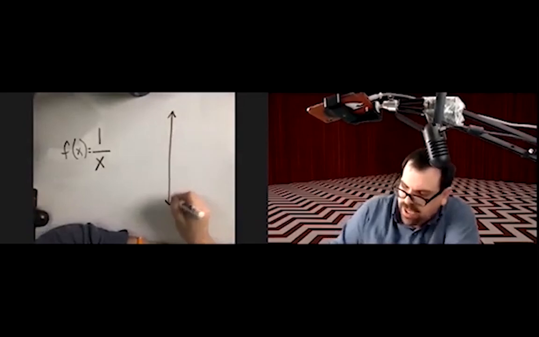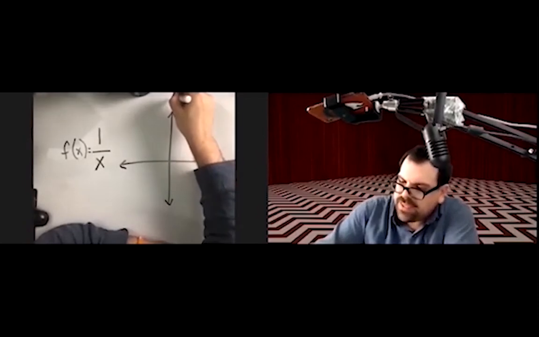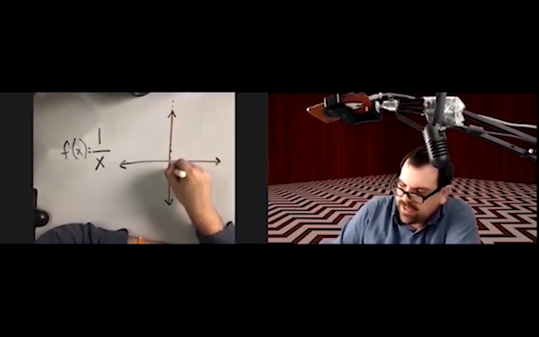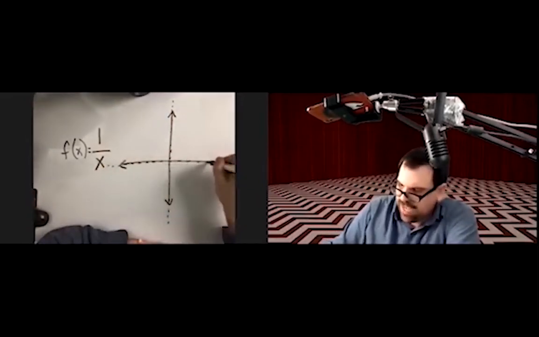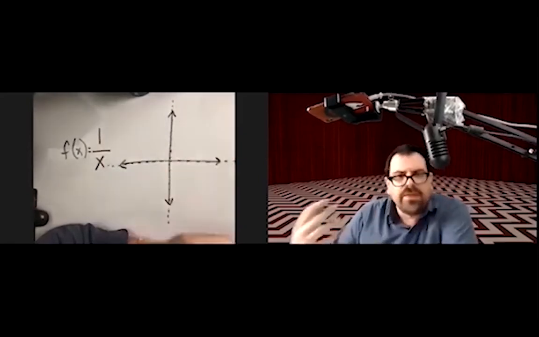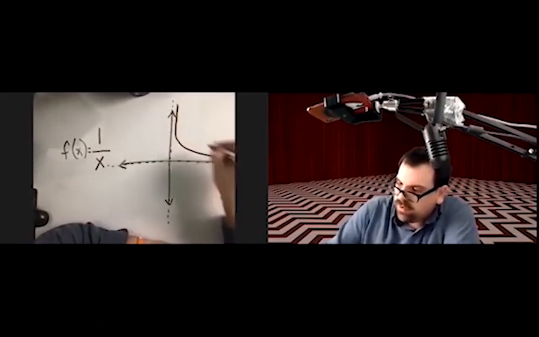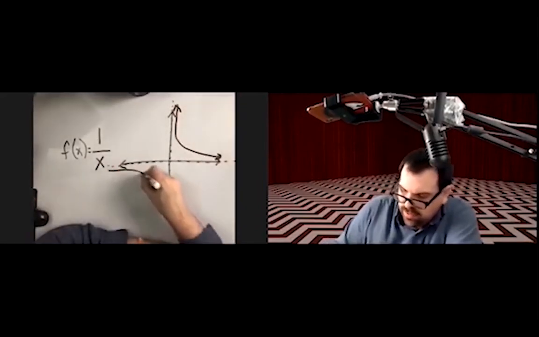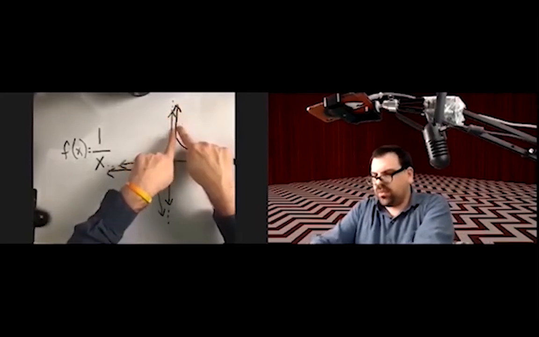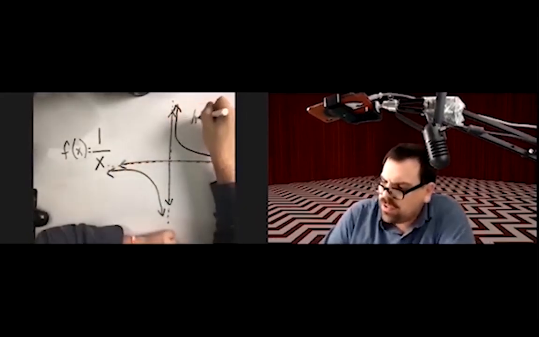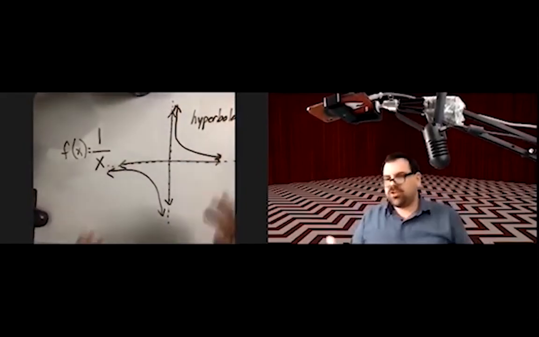And if we have a coordinate plane, this graph has this dotted line thing where the 2 axes are. And the graph is in 2 sections, one up here and the other down here. Now, this graph is called a hyperbola. It has two legs.